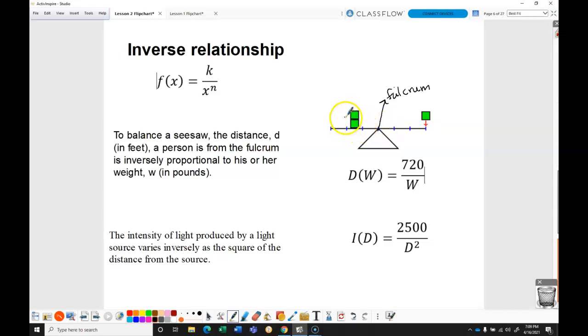So I want to increase the distance if I have a lighter person. This person is 2 blocks in weight, and this person is 1 block in weight. Notice, as I decreased the weight of the person, I had to increase how far they were from the fulcrum. As I increased the weight, I actually decreased the distance from the fulcrum. So if I decrease the weight, I increase the distance. If I decrease the distance, I increase the weight.